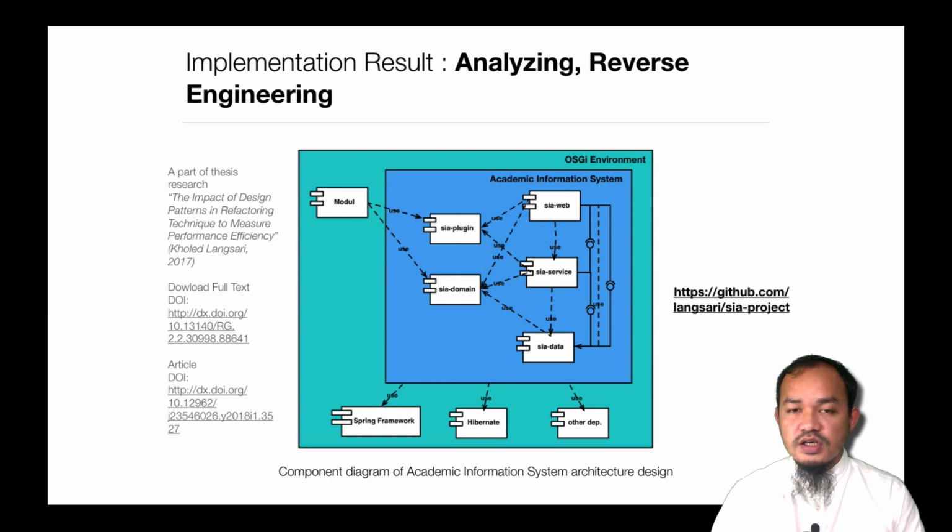This is the main thing that we discuss: system, context, and interaction. Okay, if you are interested in doing reverse engineering on this project, you can search on GitHub: github.com/langsari/SIA-project. I give everything about the code. The project is written using J2EE, Java 2 Enterprise Edition.